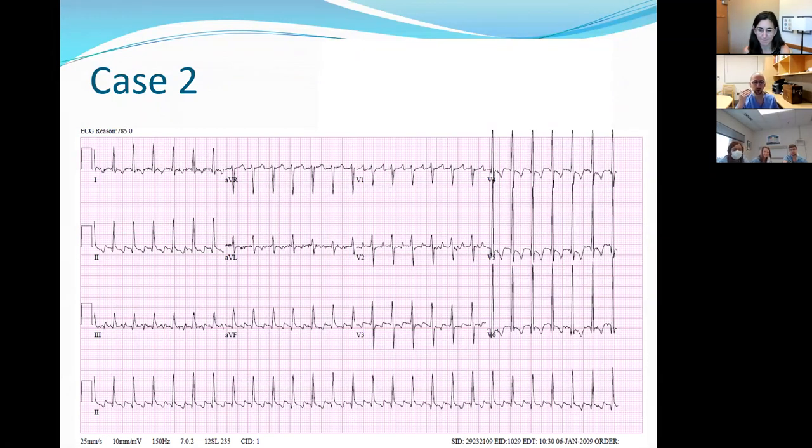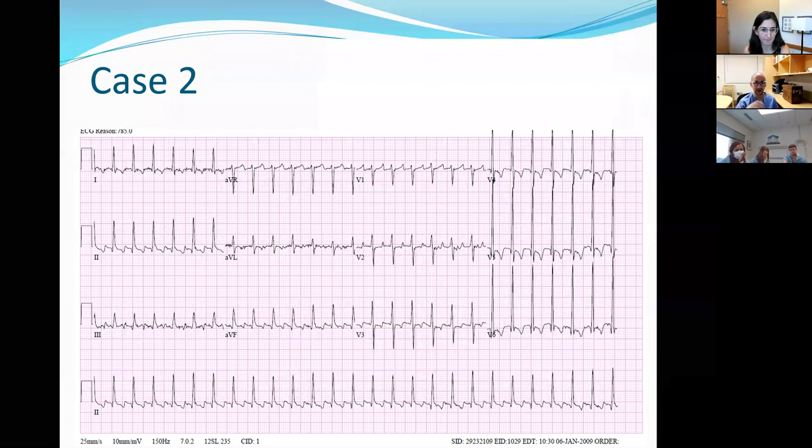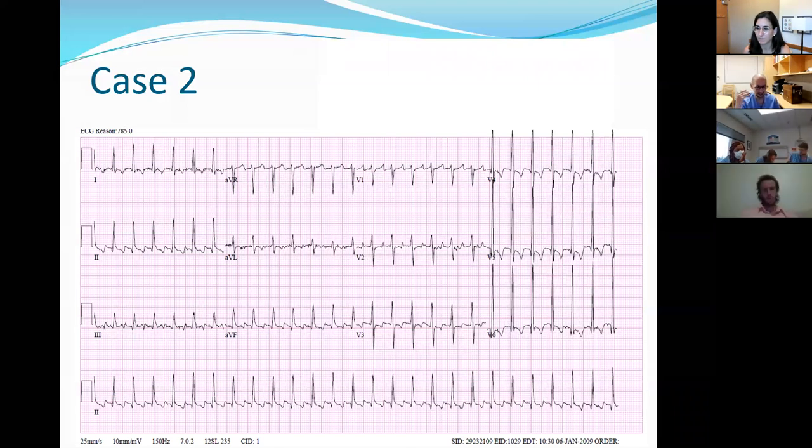You have a regular narrow complex tachycardia, because you have your calipers. So you're going to be thinking, all right, regular narrow complex tachycardia, sinus tachycardia is the most common one, but does it make sense with the presentation for someone to have a regular narrow complex tachycardia? Should this patient be having that and have it be sinus?